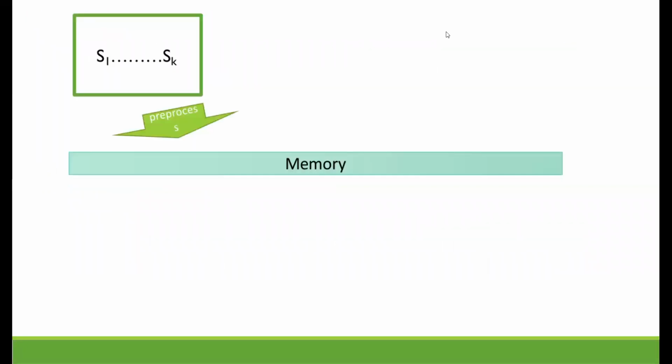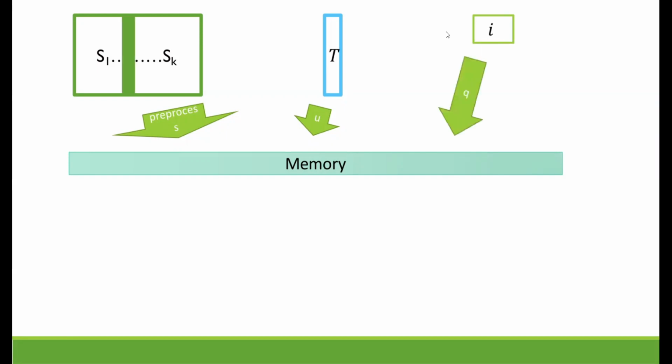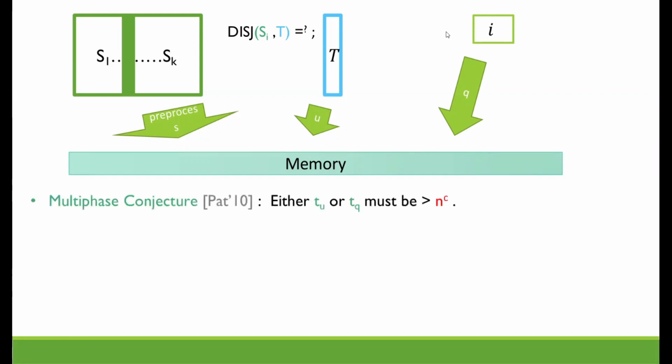Pictorially, consider the following sequence of updates and query. From given Sis, one first pre-processes the memory. Given T, we're allowed to update. And then given index i, one must be able to answer whether Si and T are disjoint or not after TQ probes into the memory. Then the conjecture is that the max of TU and TQ must be at least n to the C for some small constant C.